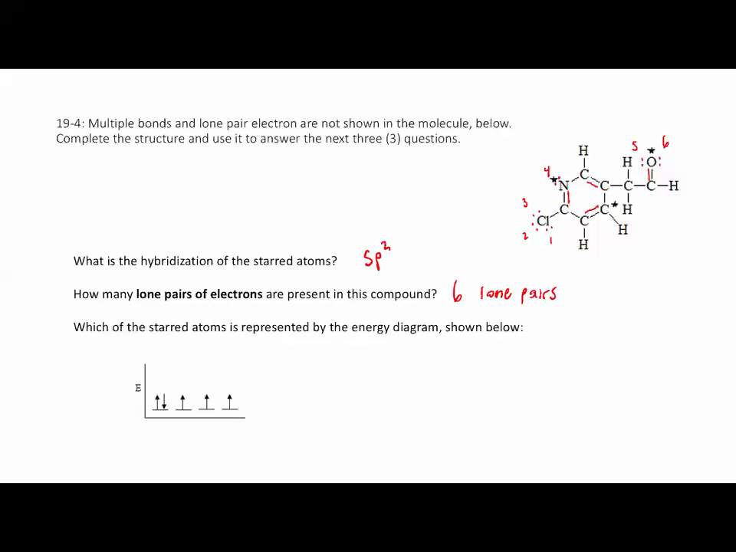So you should know that 4 sp3 hybrid orbitals have the same energy. So that is what this energy diagram is telling us. It's telling us that this atom exhibits sp3 hybridization. So we already know that all of our starred atoms exhibit sp2 hybridization. So the answer would be that none of the starred atoms are represented by this diagram.